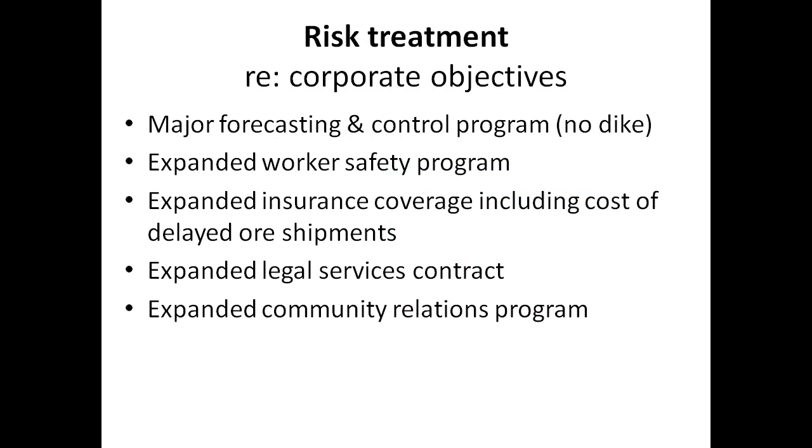Our risk treatment, and again things are related to the organizational objectives here, is we have a more major forecasting control program without a dike. We have an expanded worker safety program because the workers are exposed to the road. We have an expanded insurance coverage, including the cost of delayed ore shipments. If there's long closures on the road, this insurance coverage could be quite valuable. An expanded legal services contract, and an expanded community relations program because, for example, if there's a closure late in the day, the workers might be up at the mine overnight, and you need to communicate with the families and the communities about the closure.